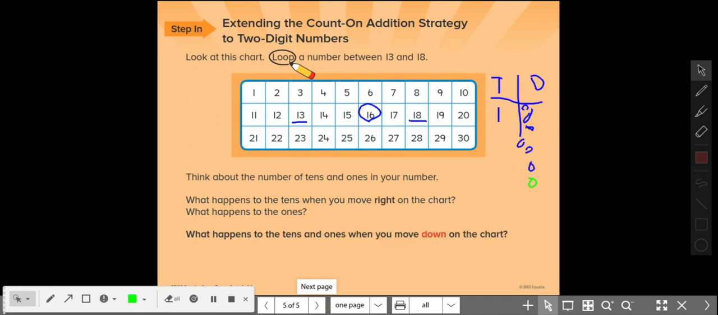What happens to the tens when you move down on the chart? So if I were at 16 and I were to move down one space, what happens to my tens place? It gets bigger, doesn't it? I have to add another 10 stick. So now I'm going to add one more, and again, I'm going to leave it green so that it shows up differently. What happens to the ones place when you move down on the chart? On the number 16, I have a 6 in the ones place. If I move down to 26, does it change? No, it stays a 6.